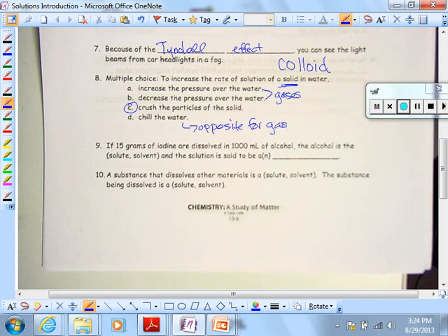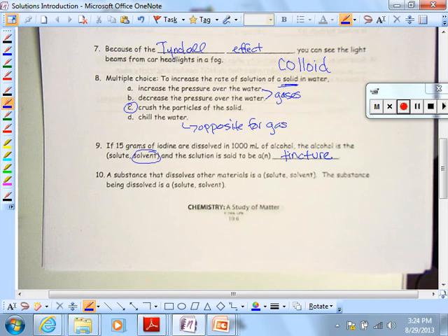Opposite for a gas. Okay. If 15 grams of iodine are dissolved in 1,000 milliliters of alcohol, the alcohol is the one in the larger portion, the solvent, and the solution is said to be tincture. Okay, and that's the word we use when something is dissolved in an alcohol, or when alcohol is the solvent. If alcohol is the solvent, that's the vocabulary word there.